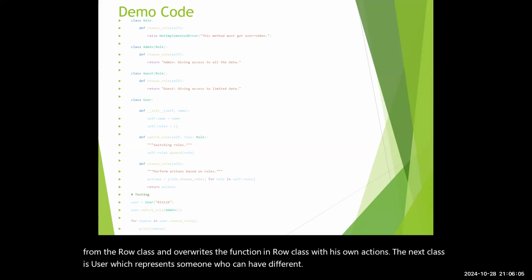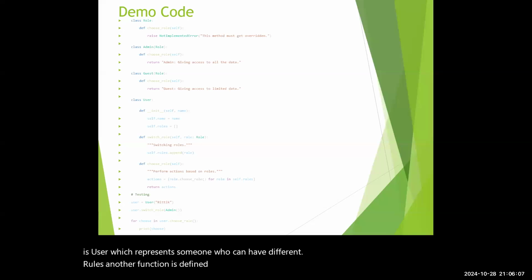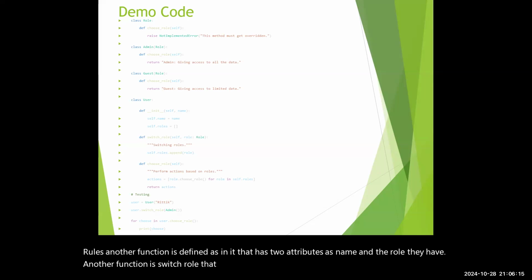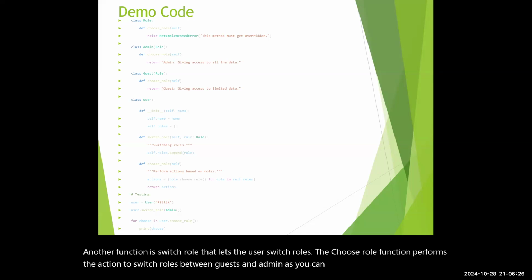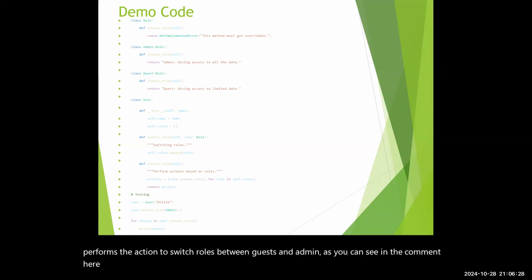Another function is defined as init that has two attributes, name and the role they have. Another function is switch role that lets the user switch roles. The choose role function performs the action to switch roles between guest and admin. As you can see in the comment here, this is where the testing begins, where the user first selects his name.